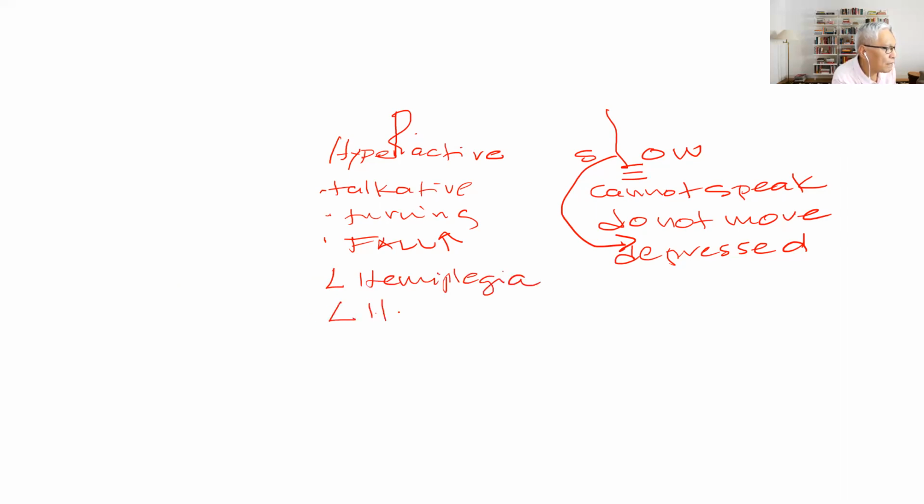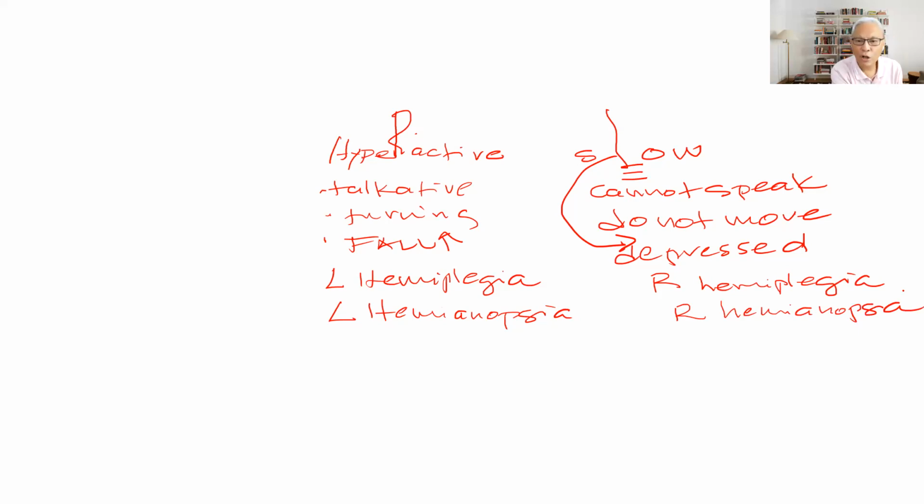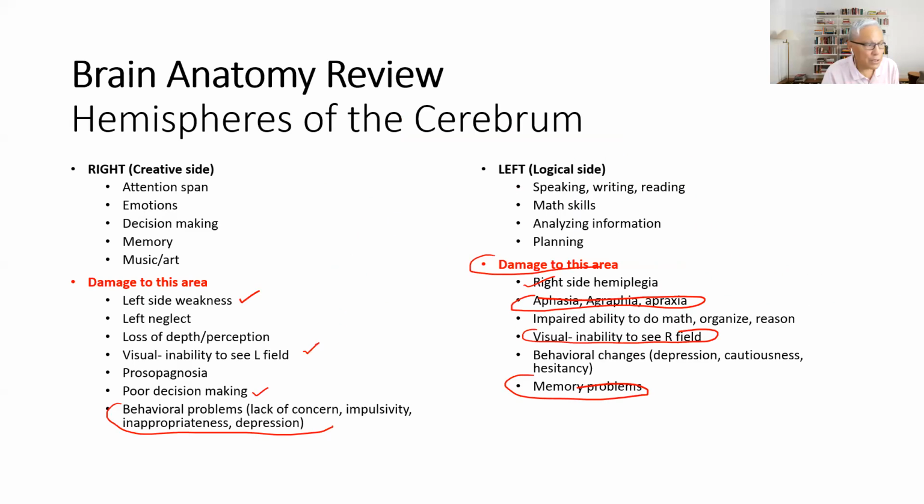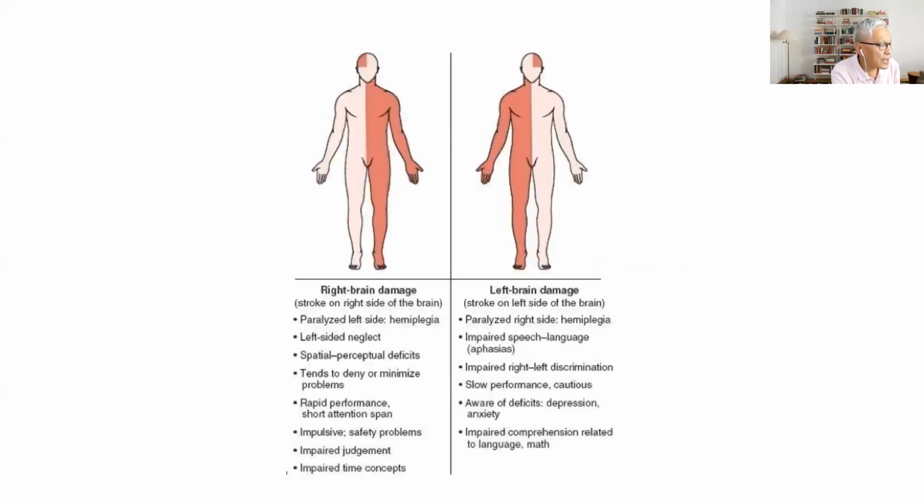They will also have left hemianopsia. And likewise, a left hemispheric stroke will have a right hemiplegia, and they will have right hemianopsia, or disturbances in their visual field. Okay, so let me do this again.